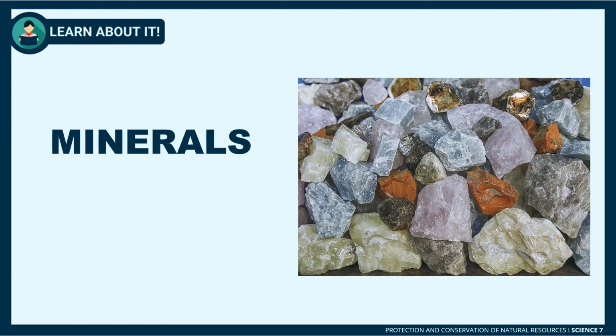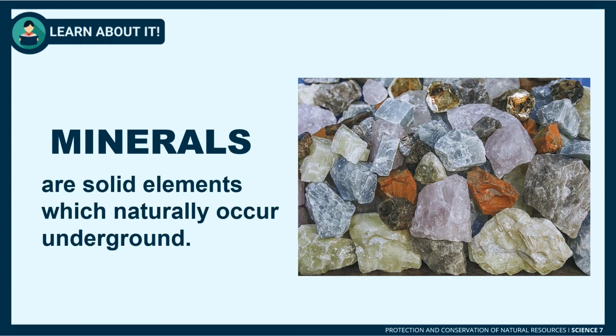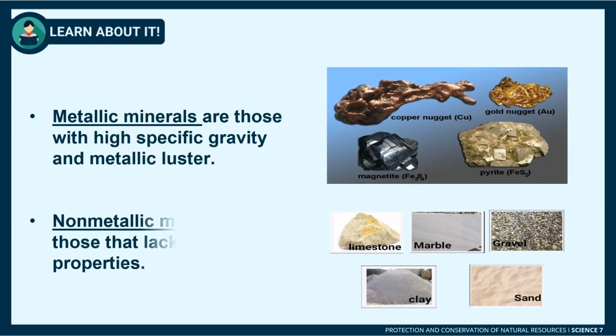Another is the minerals. These are solid substances that are present in nature. Minerals are extracted from the ground through mining. Minerals can be classified as metallic and non-metallic. Metallic minerals are those with high specific gravity and metallic properties. Examples of this are copper, gold, magnetite, and pyrite. Conversely, non-metallic are those that lack metallic properties, such as limestone, marble, gravel, clay, and sand.